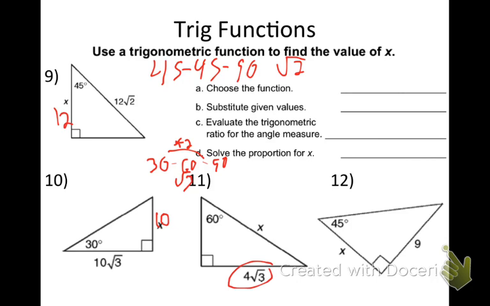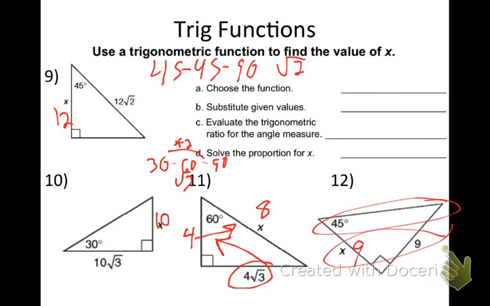Number 11 here, though. If the long side's 4 square root of 3, anytime I do 30, 60, 90s, what do I want to find first? I want to find the short side. So the short side is 4, which then means my hypotenuse is 8. Nice job. And then 12. Now 12 should be a gimme here, because what's x have to be? 9. In a 45, 45, 90, the sides have to be the same there. Okay.